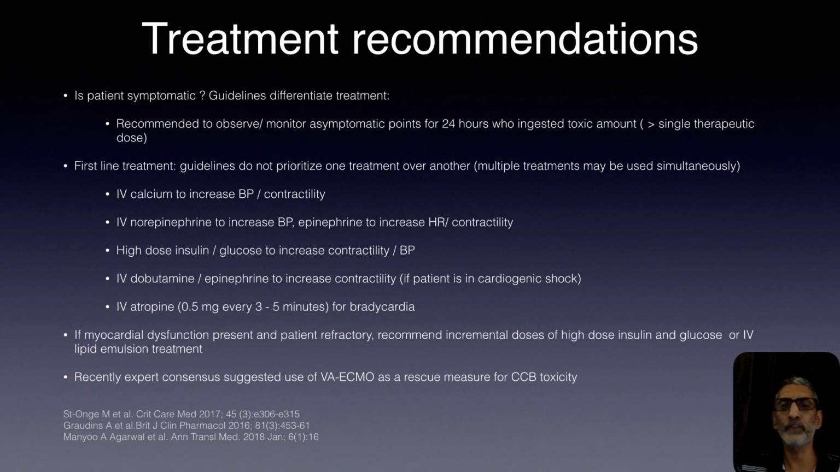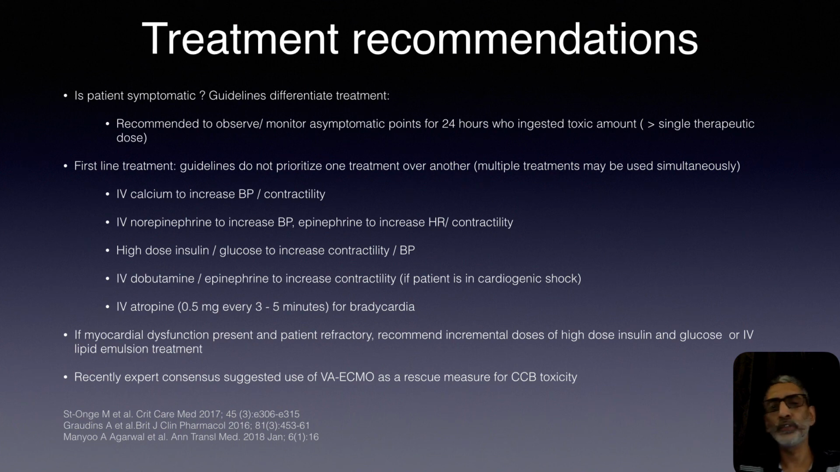If the patient is symptomatic from a toxic amount of the drug, the guidelines do not prioritize one treatment over the other. There are a couple of options they have offered. Sometimes many options are used simultaneously depending upon how severe the toxicity is. Sometimes they use a vasopressor or positive inotropic agent like dobutamine and or epinephrine to increase the contractility and strength of the heart, especially in cardiogenic shock.